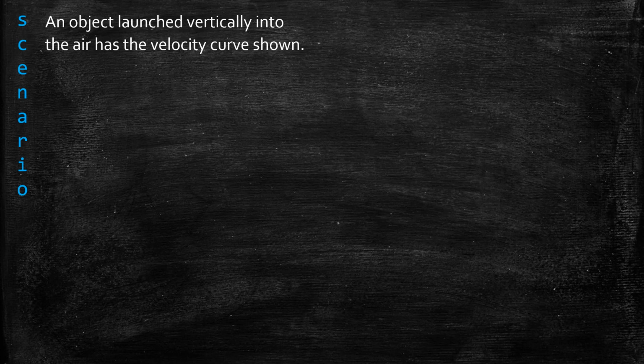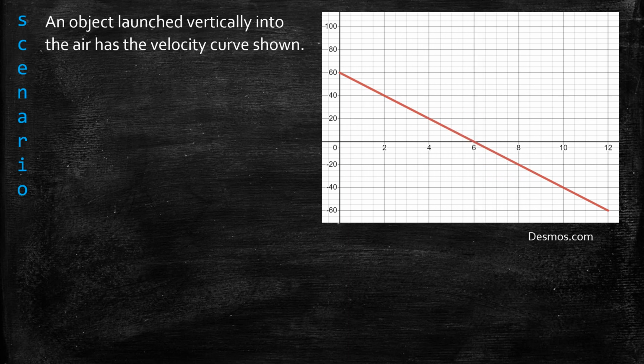So let's begin with a scenario, a more visual approach to the concept of antidifferentiation. Here we have an object launched vertically into the air, with the velocity curve shown. Velocity is on the y-axis, time is on the x-axis, in meters per second and seconds. You can see from the y-intercept that the initial velocity is 60 meters per second.